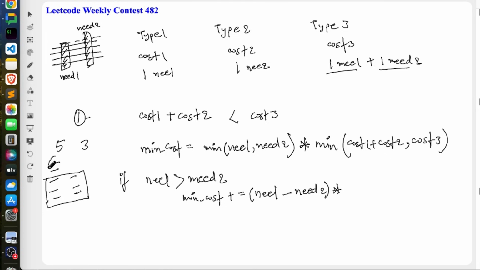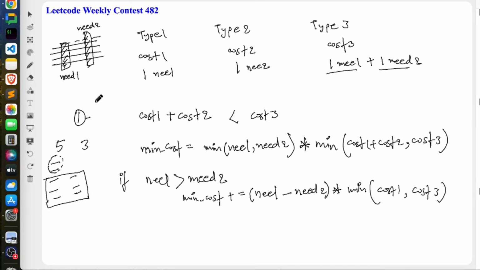Now you are left with 2 need 1. This 2 need 1 can be fulfilled in two ways. Either you fulfill using cost 1, or you can also fulfill using cost 3. So this is nothing but this into the minimum of cost 1 comma cost 3. In this case you would be having some extra need 2 if you are filling with cost 3.